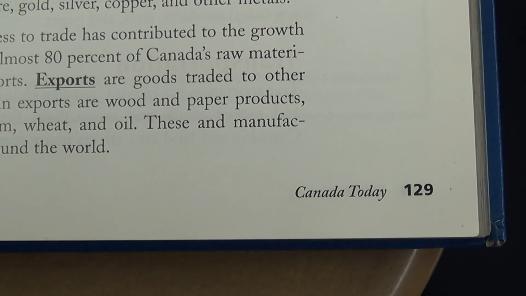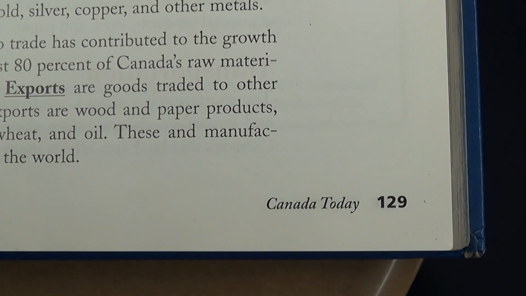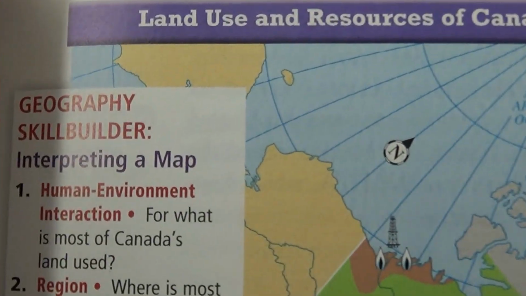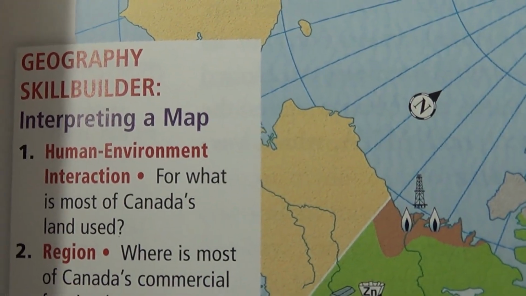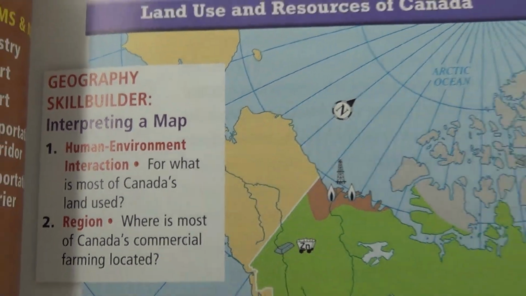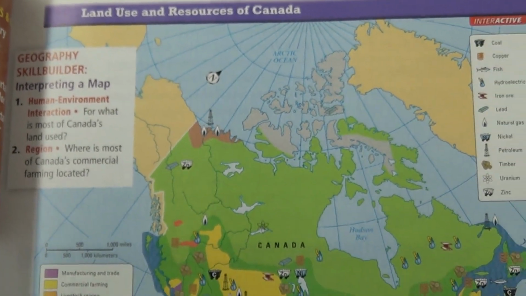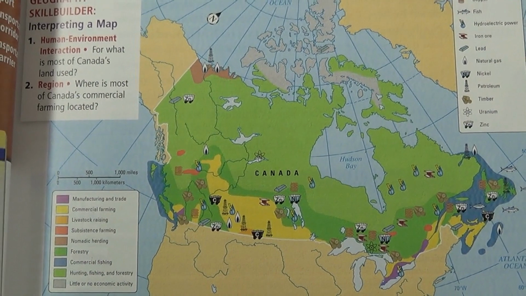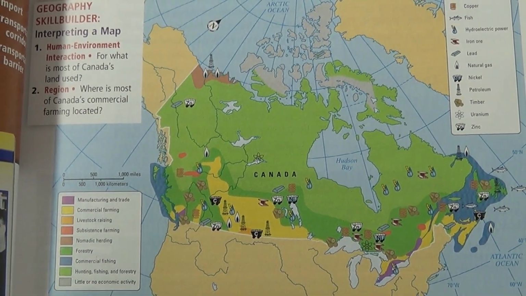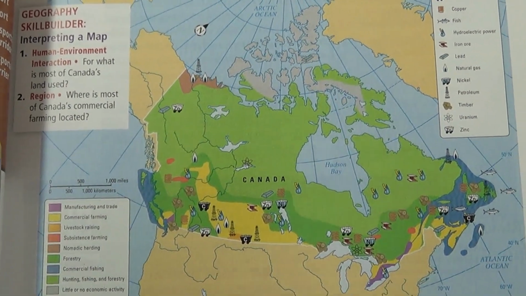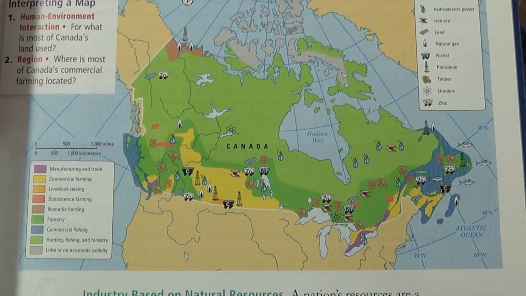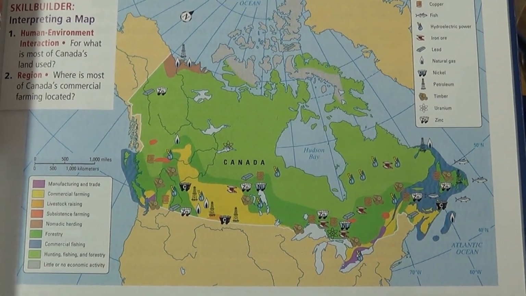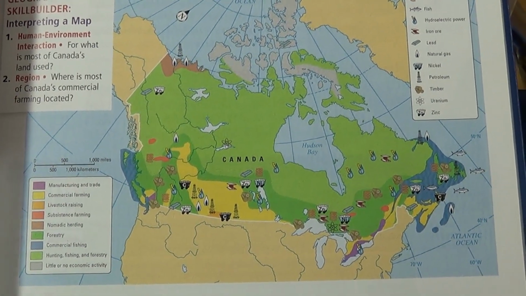We are doing the question on 129. We're actually just doing the first question. For what is most of Canada's land used? Please pause and try to figure that out. All right, I'll give you the answer, and then if you have it wrong, you need to follow along with the explanation. The answer is hunting, fishing, and forestry.